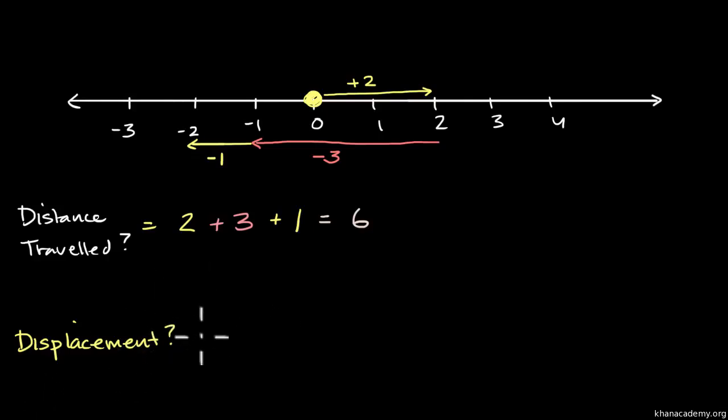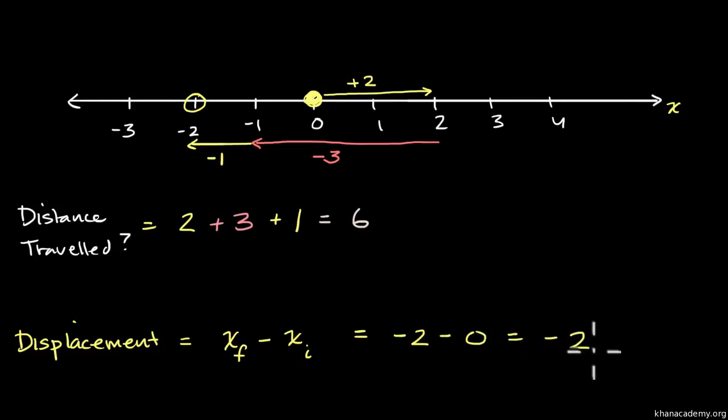Well, displacement is going to be, you could view this as equal to your final position, and we'll use x. Let's say this is the x-axis. So we'll say x final, your final position, minus your initial position. It's really just your change in position. So what is your change in position here? Well, your final position is you are at -2, at x equals -2. And then what was your initial position? Your initial position, you started at 0. So -2 minus 0 is equal to -2.